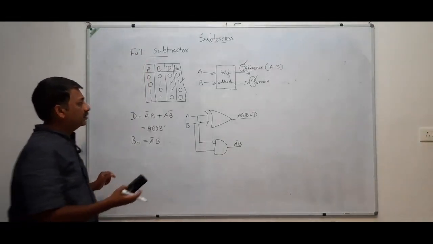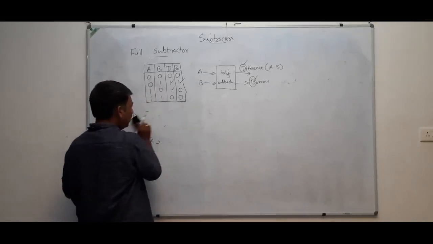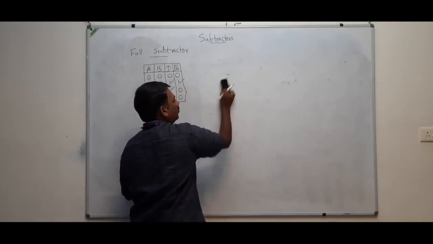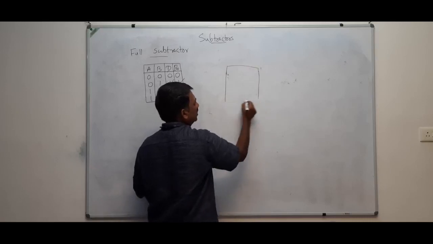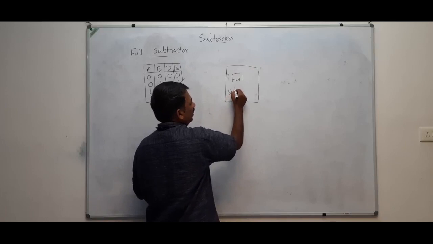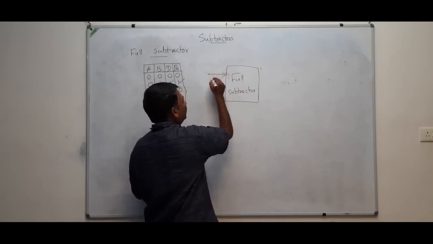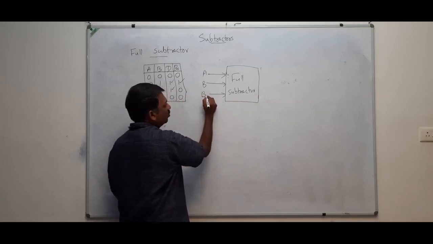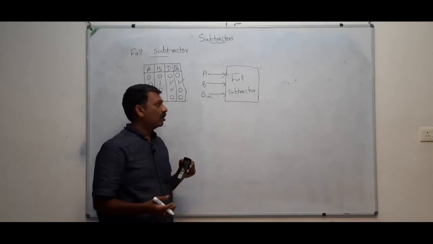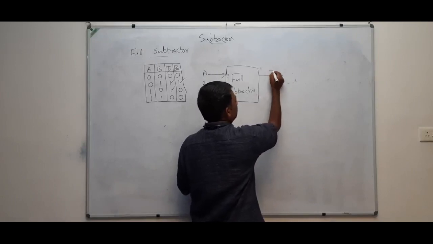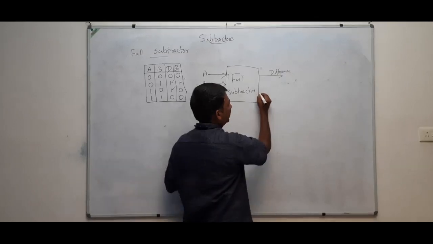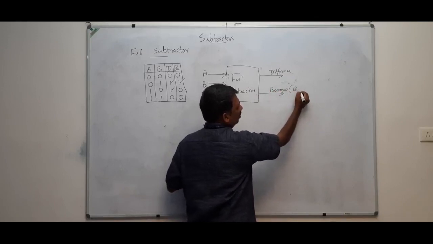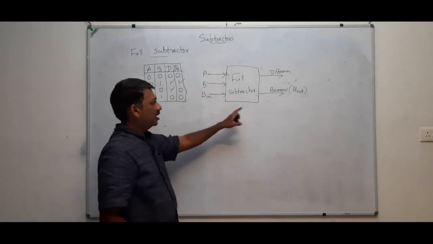In the case of a full subtractor, you have three inputs. Suppose this is the full subtractor. Here you have three inputs: A, B, and borrow in, and you have two outputs: the difference and the borrow, which is represented by borrow out. So this is borrow in and this is borrow out.